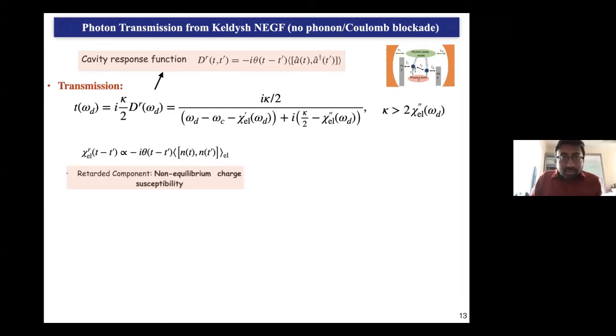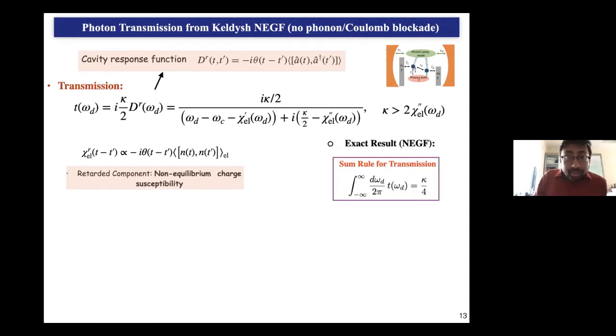Okay, so you get the transmission, and you can immediately figure out that this correction is nothing but the non-equilibrium charge susceptibility. And that's what appears. And since it's a response function which follows the causality principle, there is a strict sum rule that you can prove: the integral of this transmission over all frequency is related to kappa. So that's a sum rule that you get out of it.